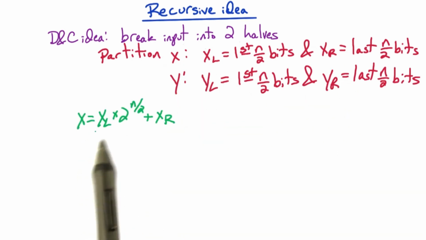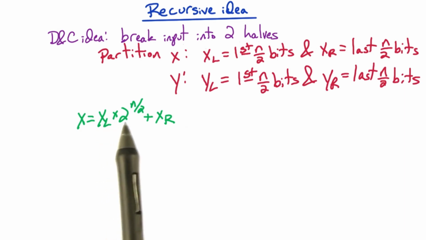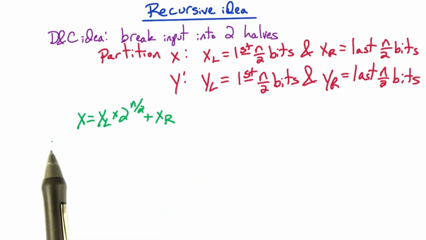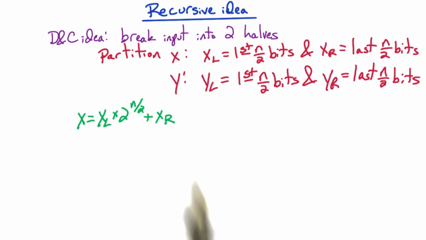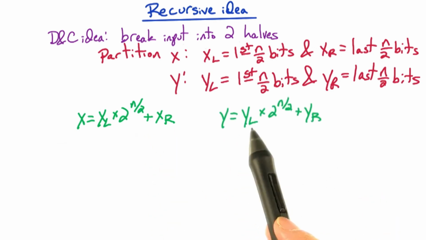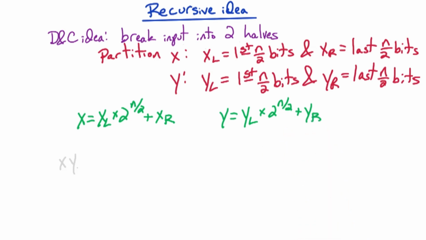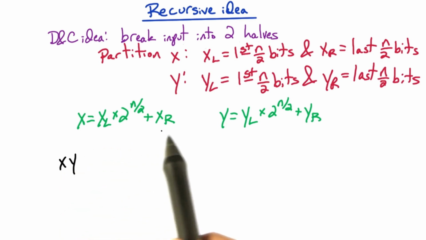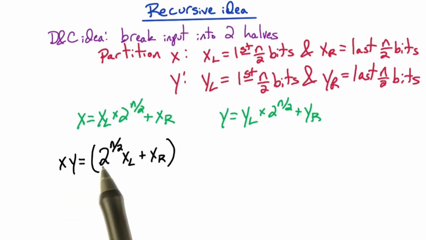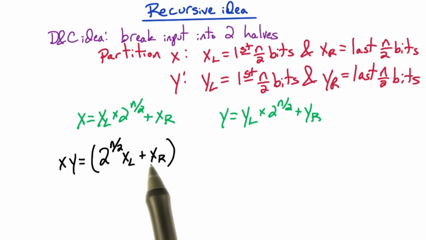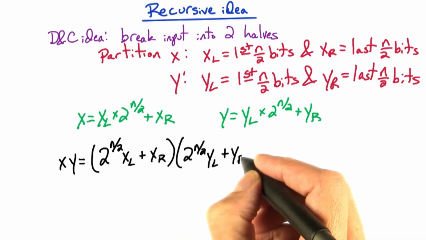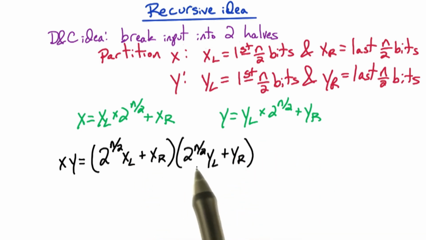In particular, x equals xl times 2 to the n over 2, that corresponds to shifting it n over 2 times, plus xr. Similarly for y equals yl times 2 to the n over 2, plus yr. Now our goal is to compute x times y. Well, we can replace x by this quantity, 2 to the n over 2 times xl plus xr. And we can replace y by this quantity, 2 to the n over 2 times yl plus yr.